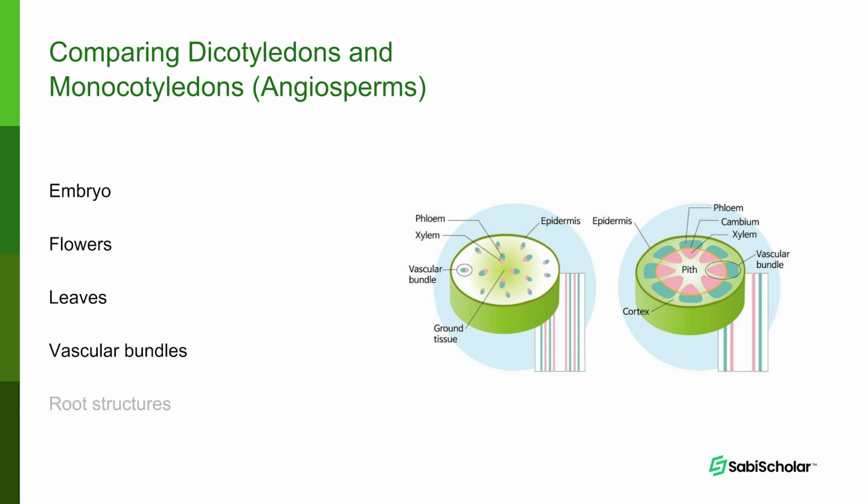Their root structures are such that the dicotyledons have tap roots, while the monocotyledons have a fibrous root system. The dicotyledons, finally, go through secondary growth, while the monocotyledons do not go through secondary growth. So that is all for the plant kingdom.